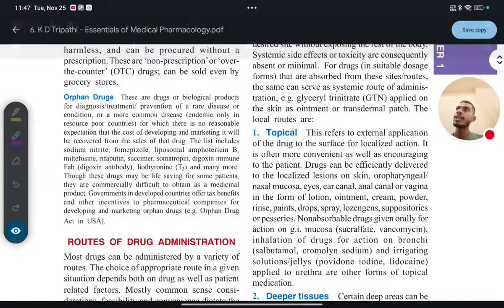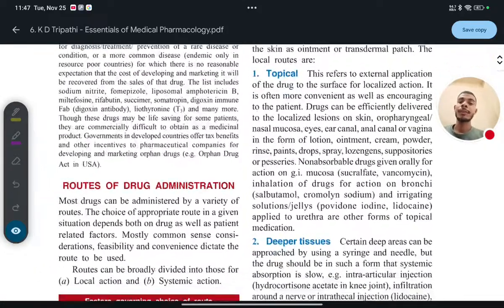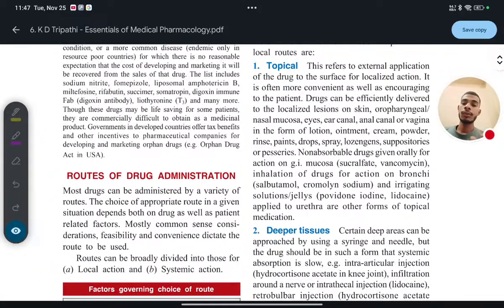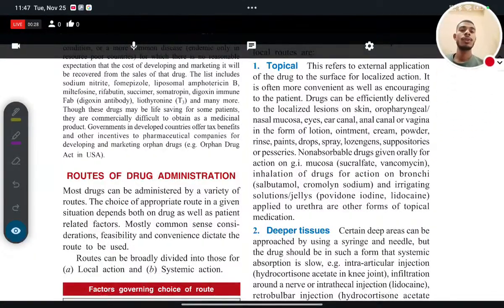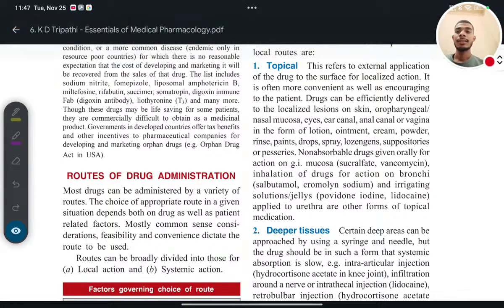Up to 90% of routes of drug administration. After that, there was some issue and because of some problem, I was unable to complete the 100% of the route of drug administration. Today we will complete that first, then we will move towards pharmacokinetics. In pharmacokinetics, we'll mainly see the membrane transport and then absorption of drug.